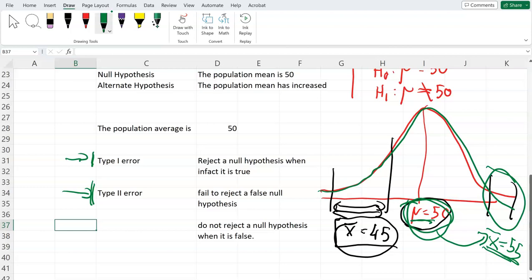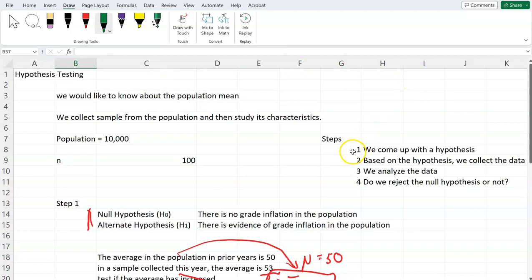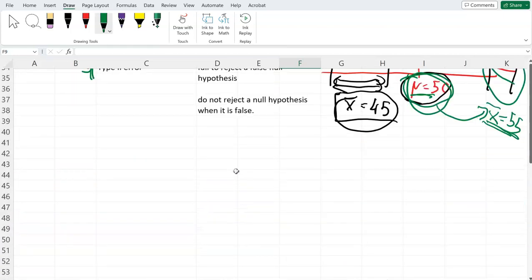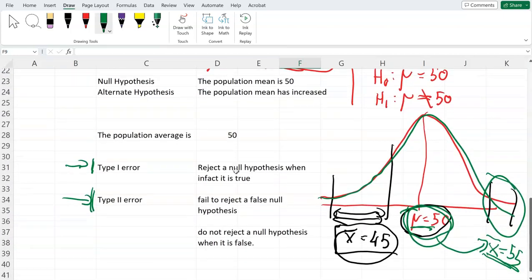Okay, now, we talked about how we come up with a hypothesis. We are going to somewhat skip how we collect data, because we have to make sure we collect data in a way that tries to reduce the possibilities of type 1 and type 2 error. That's a whole different field. We will just assume we have the data. Now let's analyze the data. Let's look at our example here again.